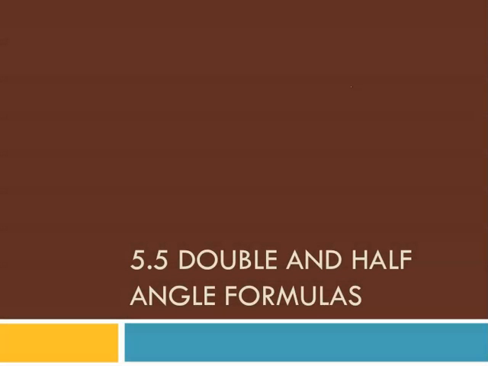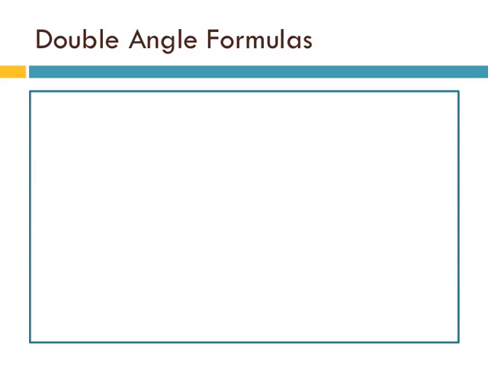We're going to continue our study with specific formulas related to trig functions. Last time we talked about the sum and difference formulas for sine, cosine, and tangent. Today we're going to be talking about the double and half angle formulas. So first let's just write down what these double angle formulas are, and then we'll get to the half angle formulas.